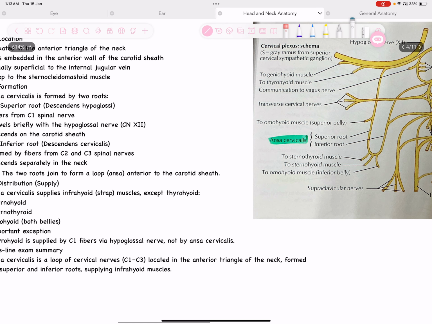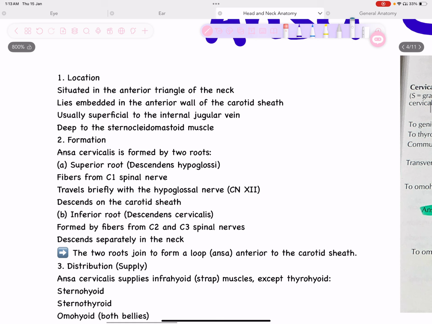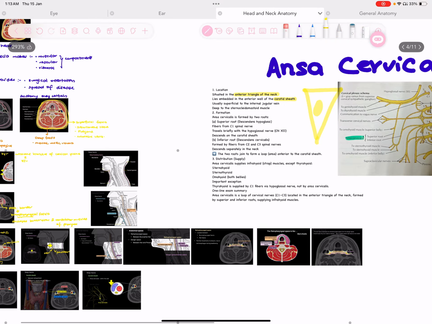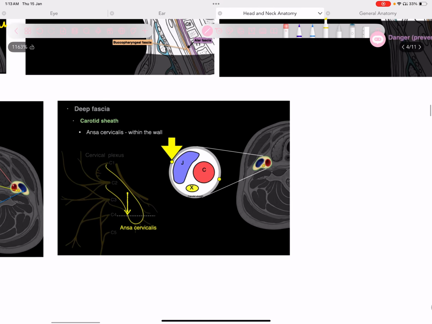Now this is situated in the anterior triangle. What is its location? That's one thing you need to know. It's located in the anterior triangle of the neck. It lies embedded in the anterior wall of the carotid sheath. So where exactly in the carotid sheath? Do you remember the carotid triangle? It had the carotid sheath. So in the carotid sheath, it lies in the anterior wall.